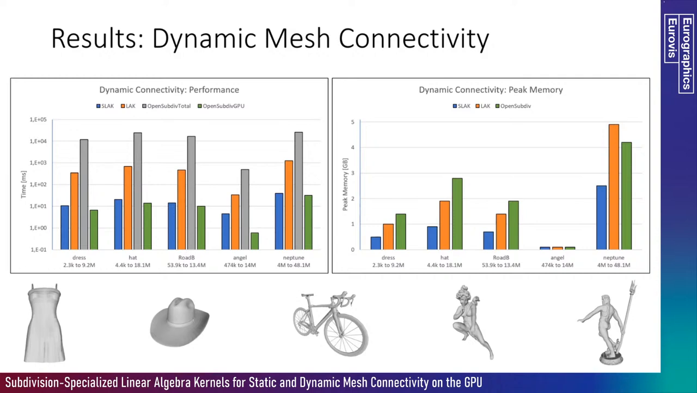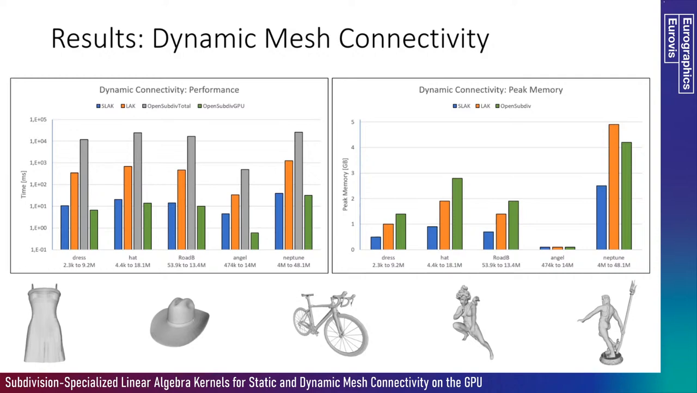Concerning the peak memory consumption, Lag needs similar or slightly more memory than OpenSubdiv due to the explicit storage of all of our matrices. Slack reduces the required memory significantly, as some data, for example F, do not need to be created explicitly and thus stay significantly below Lag and OpenSubdiv.